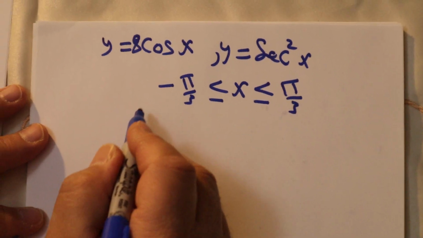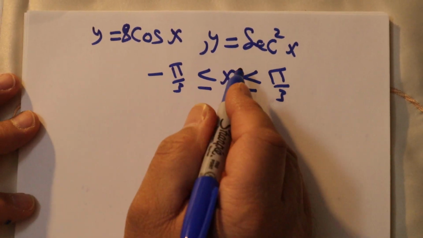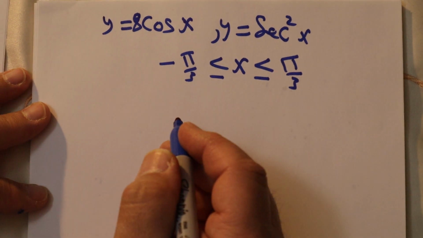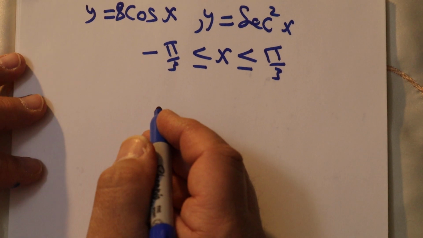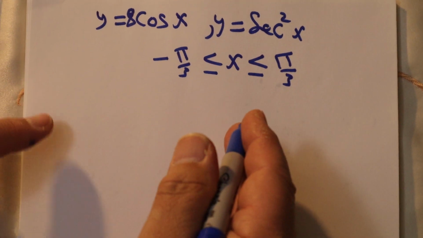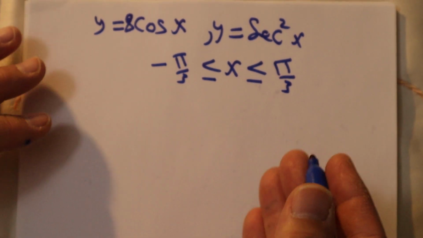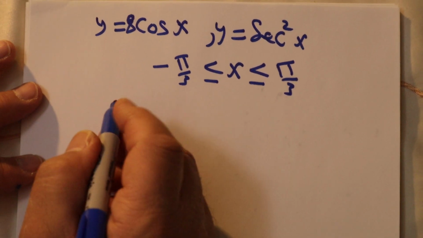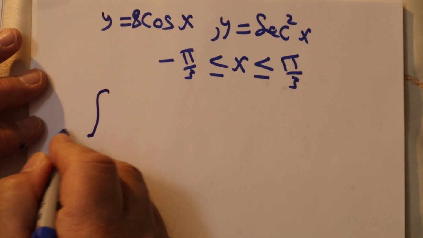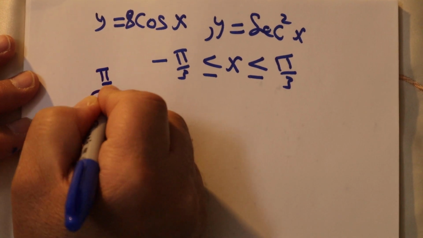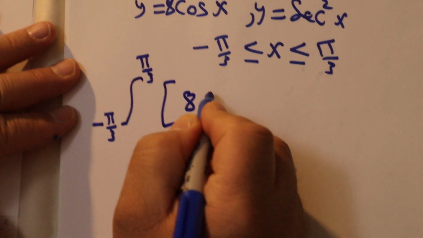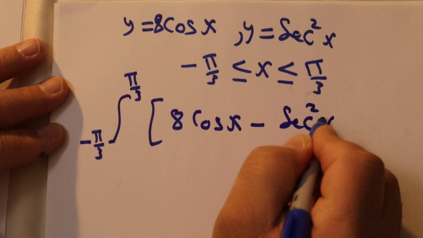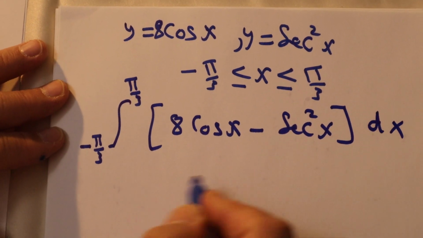So the area of the region between the two curves will be the difference between the two curves. You could do f2 minus f1 or f1 minus f2, but finally you have to take the absolute value of it. It must be positive. Or you could mention the sign. If it's under the x-axis, it will be negative. So the area will be the integral from negative pi over 3 to pi over 3 of 8 cosine x minus secant squared x with respect to x.